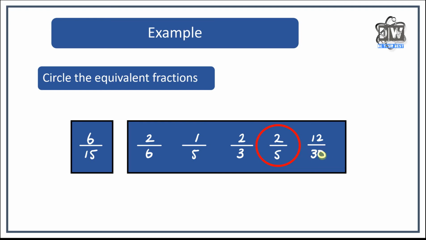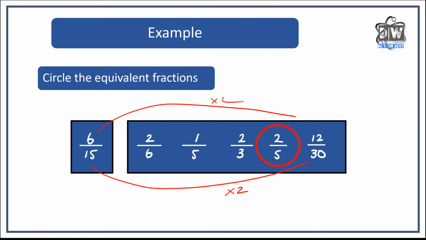Again, we're not going to think about dividing because most people's brains struggle with that. So we're going to go this way. What do I times 15 by to get it to 30? I times it by 2. And if I times 6 by 2, do I get 12? And the answer is yes. So I can safely say that is also equivalent.